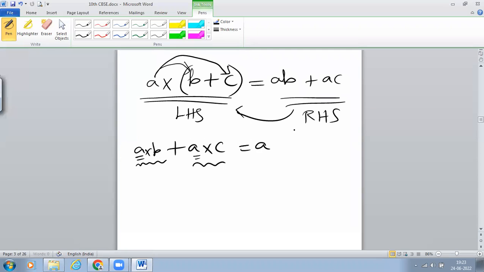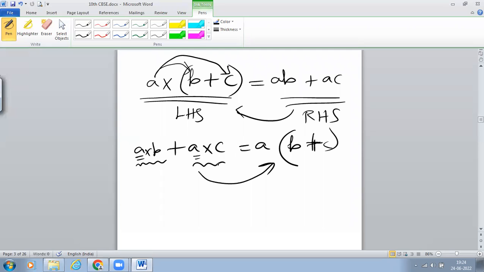We take this A common outside and open a bracket. Now A is taken common outside. What is remaining here? B, and the symbol is plus. Here also this A is taken common outside from these two terms, because in both we have A as a common multiple. Now the remaining variable in the second term is C. So we got A into (B plus C). This is the reverse of the distributive property.